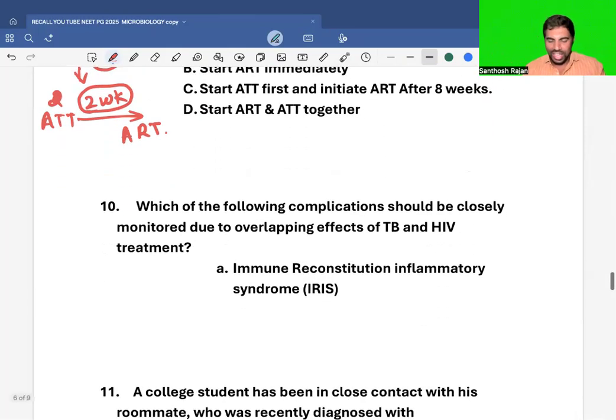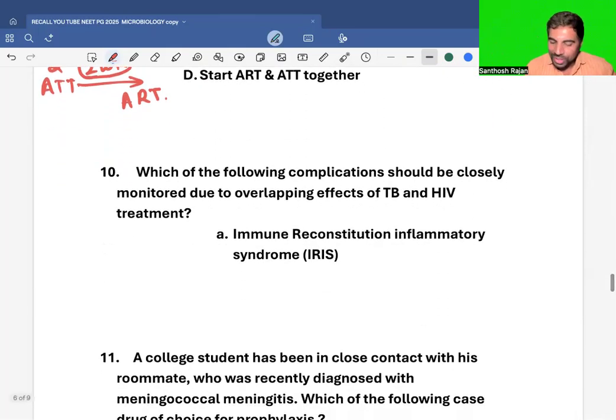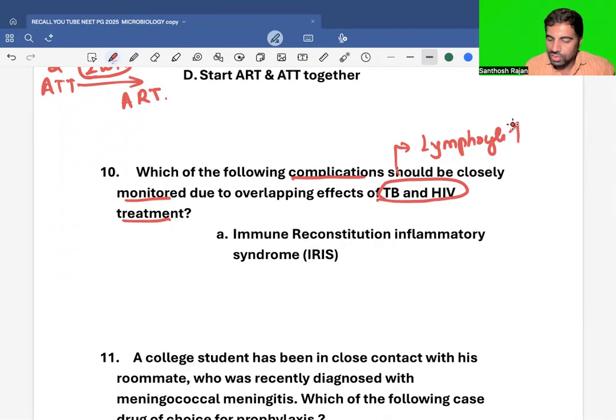Okay, next one, again the same treatment. The following complications should be closely monitored due to the overlapping effect of TB and HIV. We told that the reason is this only. When you suddenly give both at the same time, your lymphocytes, the CD4 cells, start to rise, and when they increase, it causes a type of hypersensitivity reaction. That reaction is basically called immune reconstitution inflammatory syndrome. If you have this question, that option is correct. Very easy.